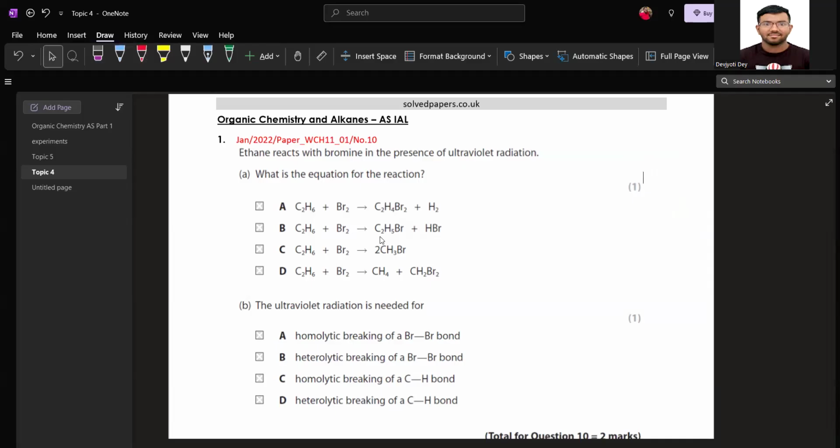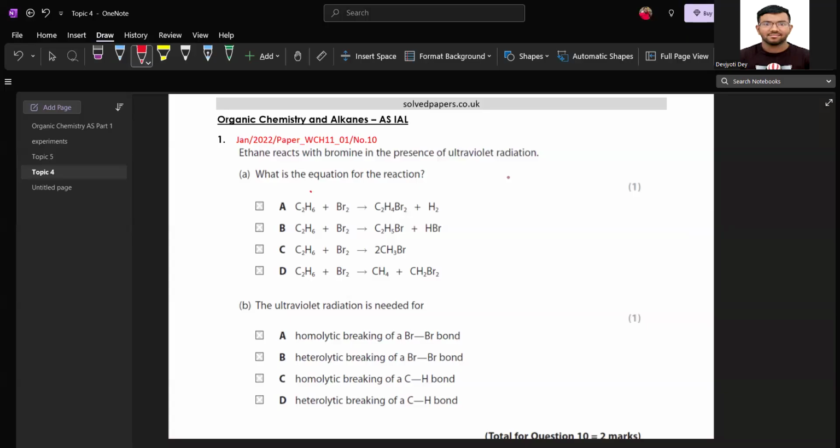Basically, they're trying to say, right? If we check out the alkane right here, which is C2H6, it is reacting with bromine. What are the products of this? The products are a halogenoalkane and a hydrogen halide, right? Because this is a substitution reaction.